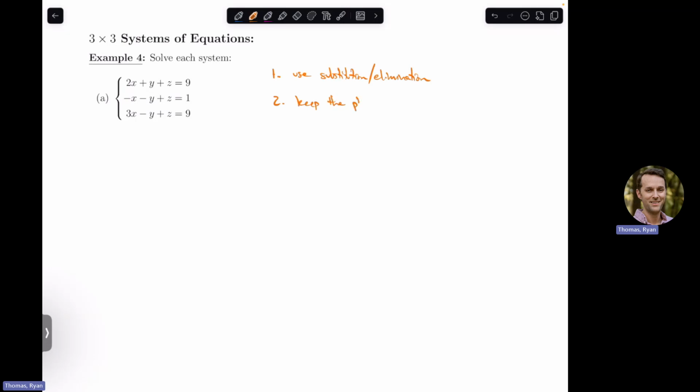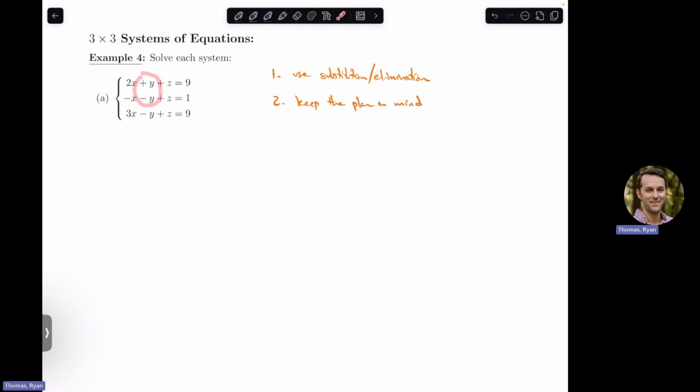keep the plan in mind. So one thing that can happen here is that if we just start doing things that jump out at you, like looking at this one, I might see plus y and minus y and think, oh, hey, if I can combine those, I can get y to drop out.